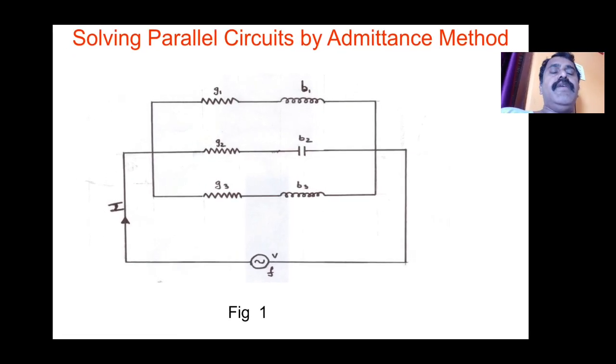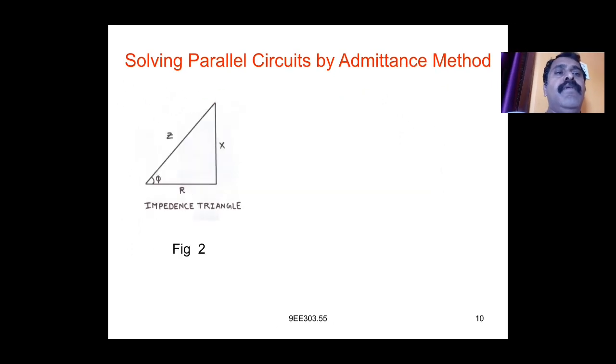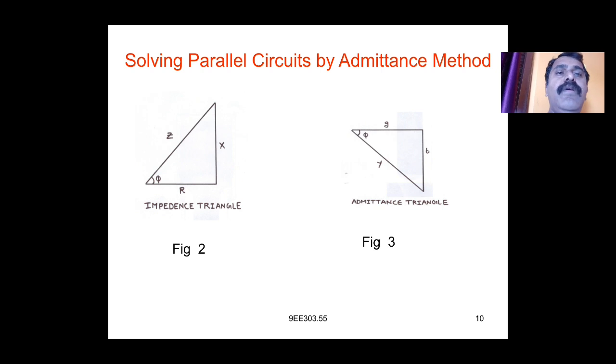Here are the three branches by the admittance method. The first branch G1, B1 is connected, G2, B2 is connected, and G3, B3 is connected to the voltage V. Here is the impedance triangle, and the admittance triangle.